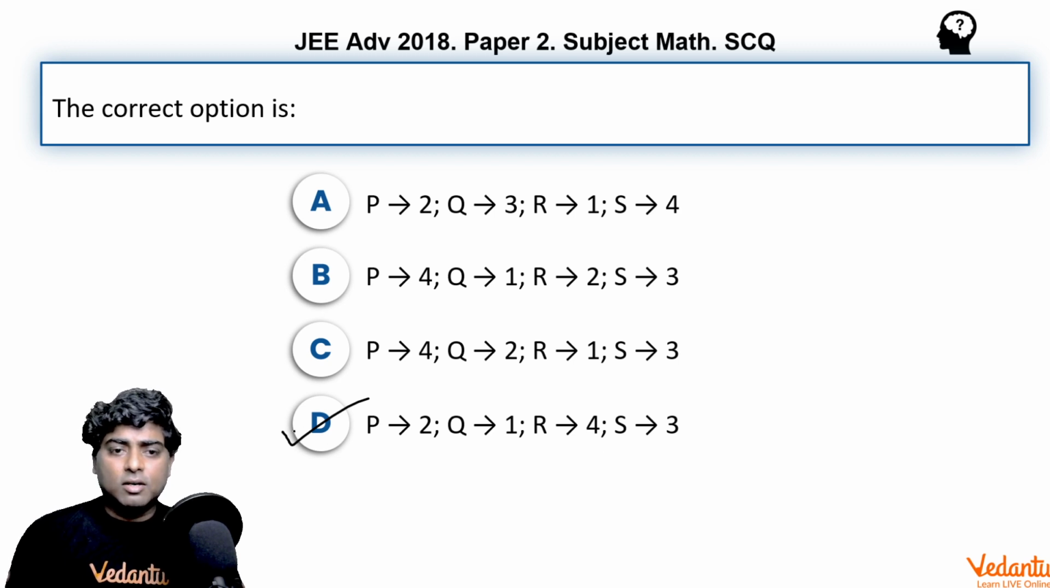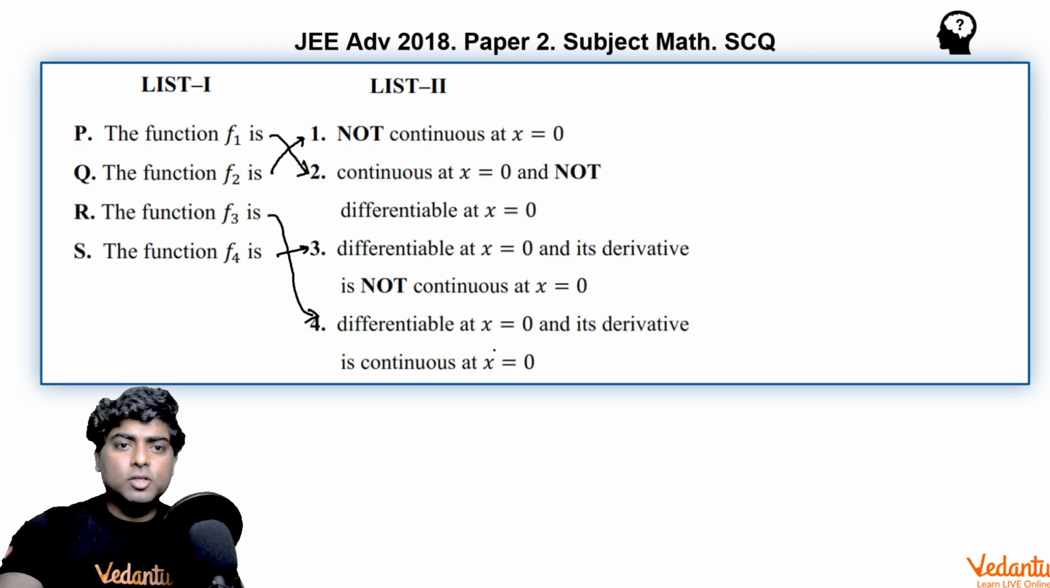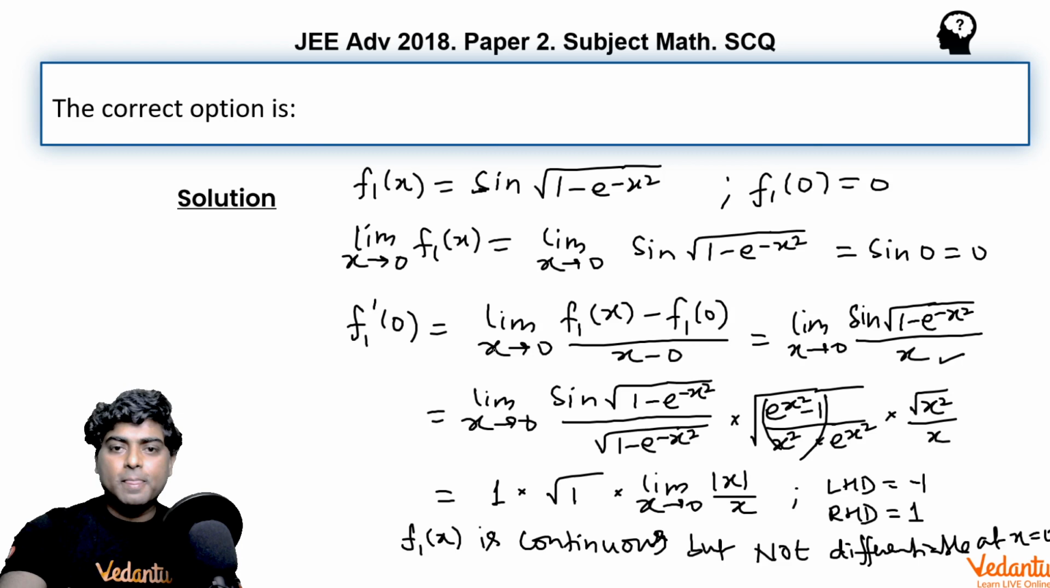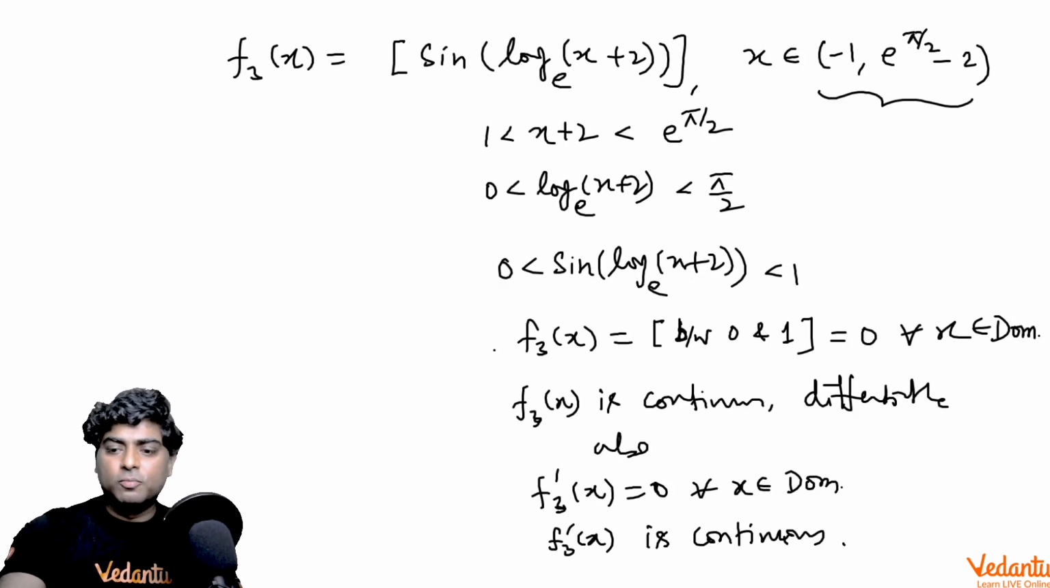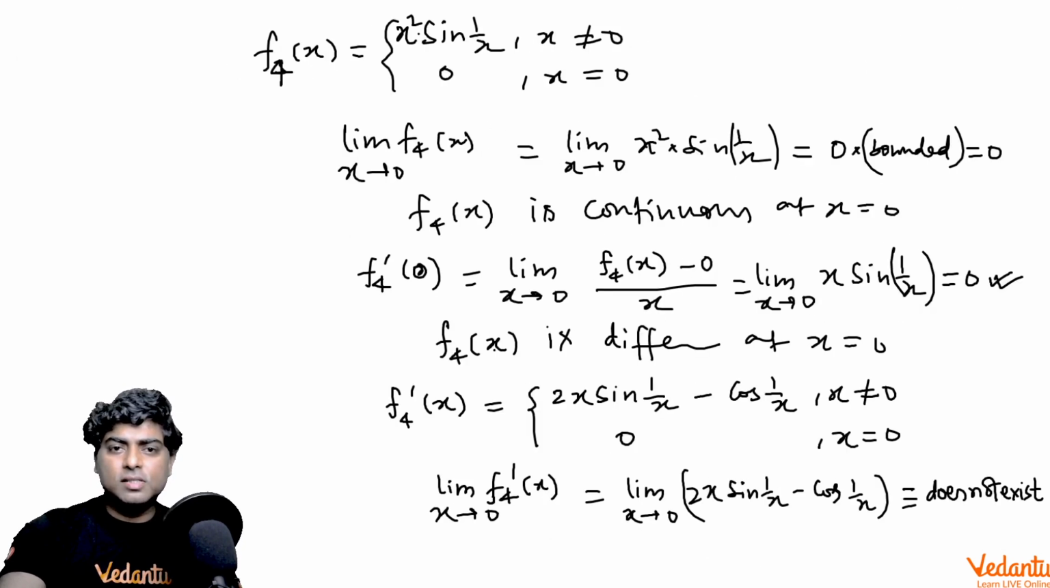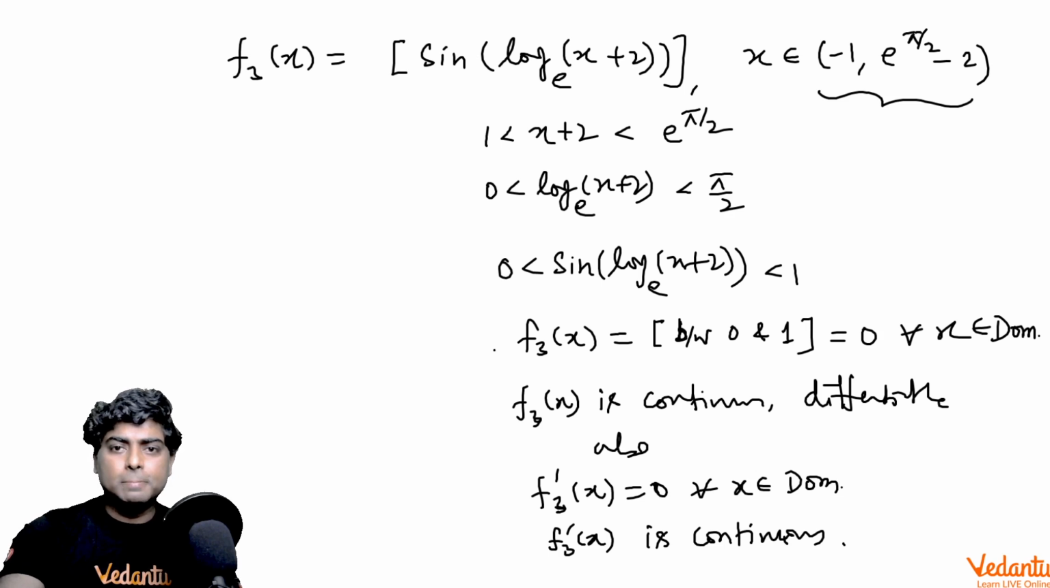So obviously option D is correct. All the 4 matchings are correct: P2, Q1, R4, S3. Right? Alright students, I hope you understood it. All the 4 functions explained in detail.